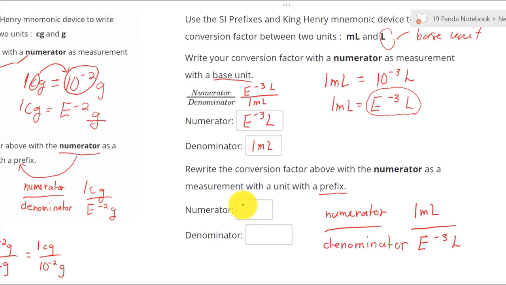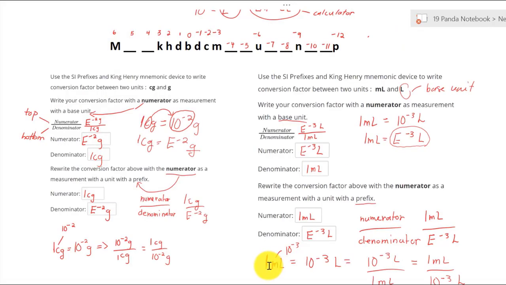Submit our answer in the box. Numerator, 1 milliliter. Denominator, capital E, negative 3 liter. So remember that 1 is the value always in front of a prefix. So 1 milliliter, and look for milli on the Mighty King Henry, which is 10 to the negative 3. So that's 10 to the negative 3 for the liter. And here I put them into fractions, but you notice that they can flip. It's because they still have the same values.